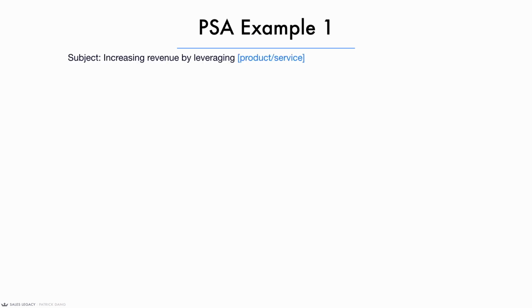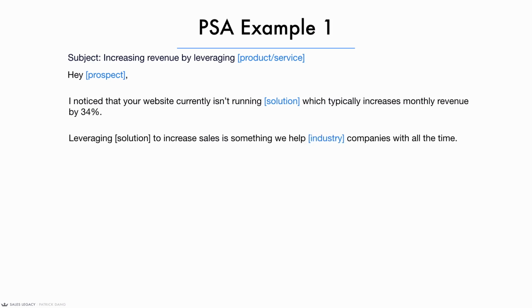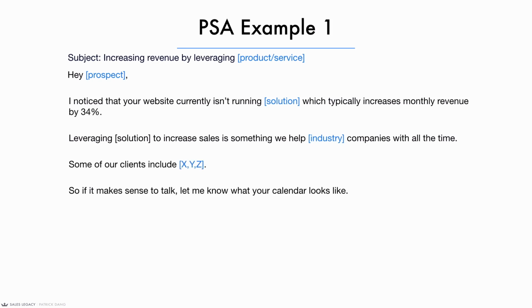So let's go ahead and give you some examples of this. The subject line I'm going to use is increasing revenue by leveraging whatever your product or service is. So: Hey prospect, I noticed that your website currently isn't running whatever solution, which typically increases monthly revenue by 34%. Leveraging that solution to increase sales is something we actually help marketing companies with all the time. Some of our clients include XYZ. So if it makes sense to talk, let me know what your calendar looks like. But if not, who do you recommend I talk to? Thanks, your first name.